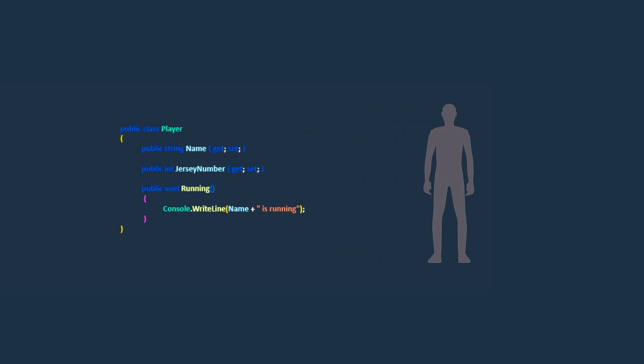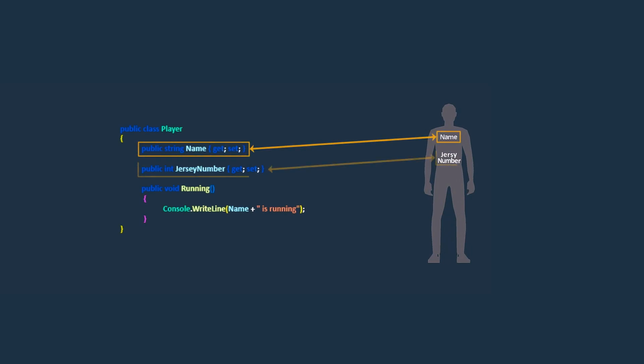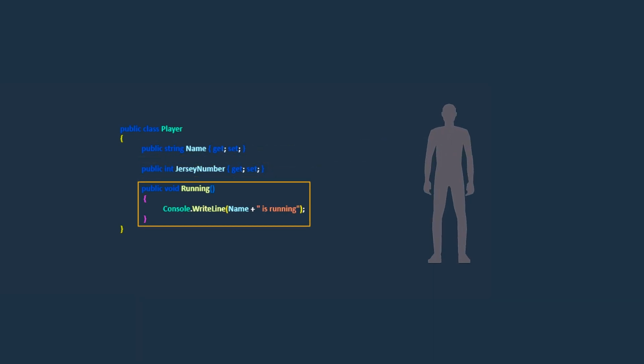Here's an example of what the player class might look like in C#. This example demonstrates the structure of the player class. It consists of two properties, name of type string and jersey number of type int. Additionally, there is a method named running, which displays a message indicating that the player is running. With this single structure for the club's players, we can easily register as many players as we need.